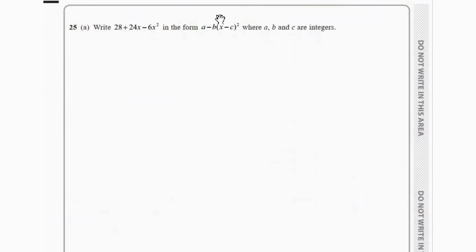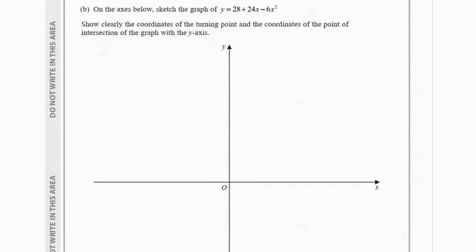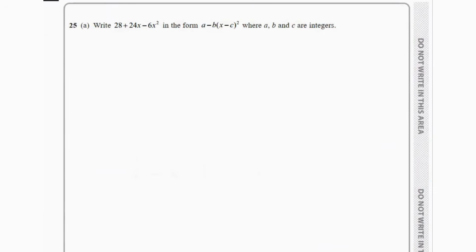Then we had completing the square. It says write 28 plus 24x minus 6x squared in the form a minus b times x minus c whole squared, where a, b, and c are integers. This is once again very similar to something that has come up in past papers very frequently. They will ask you to convert it into completing the square form first, and then they're asking us to sketch a graph using the turning point and the y-intercept. Very simple if we've done questions in the past.